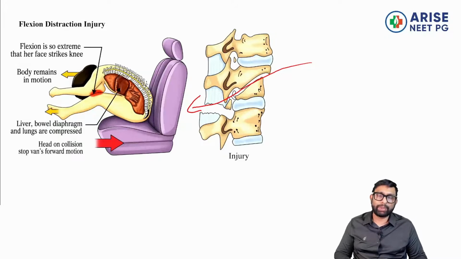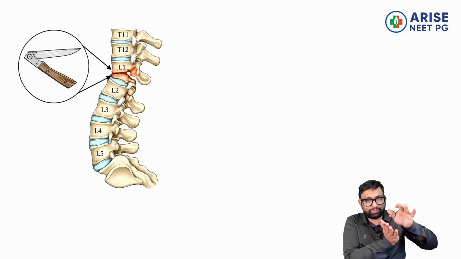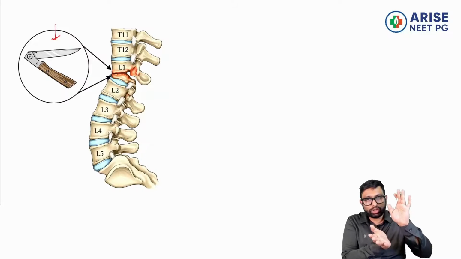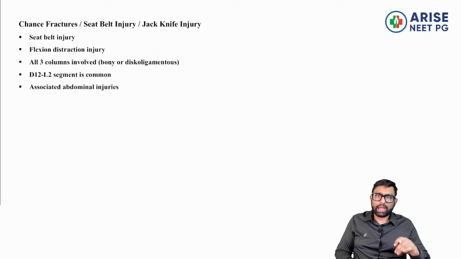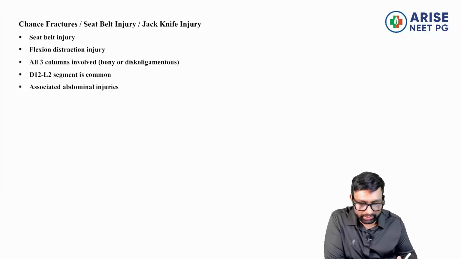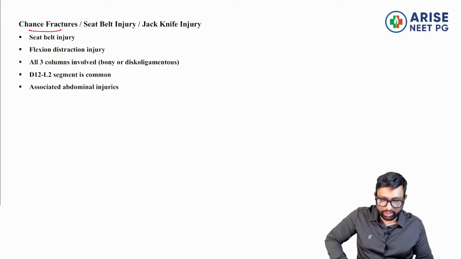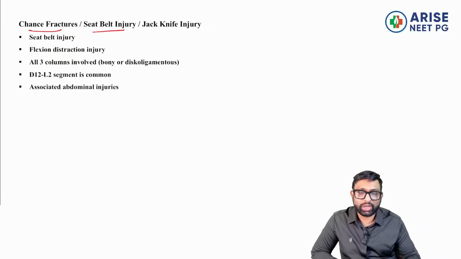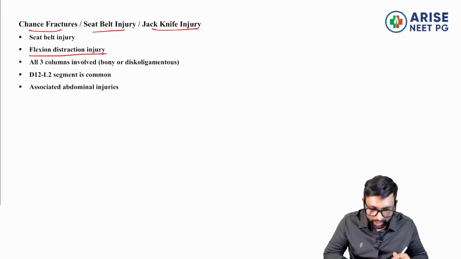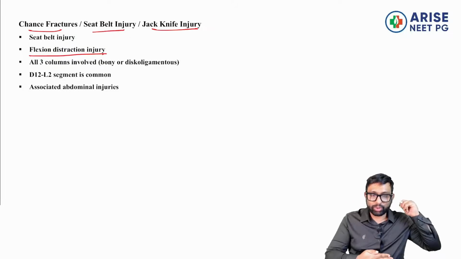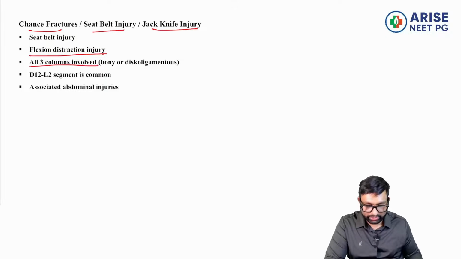It's called a seat belt injury, because it also has a mechanism of jackknife. This is the jackknife. Your spine bends like a jackknife. It is also called a jackknife injury. And because Chance is the person who termed this, it is also called a Chance fracture. So when you have a three column fracture, we call it a Chance fracture, a seat belt injury, or a jackknife injury. This is actually a flexion distraction injury, where the anterior part is going into flexion, the posterior part is going into distraction. Okay, so all three columns are involved in this fracture.